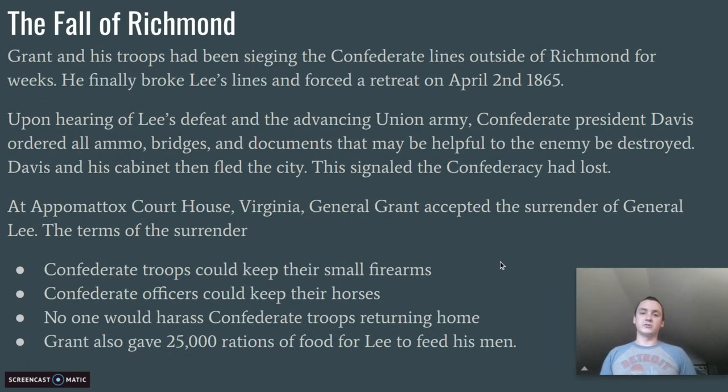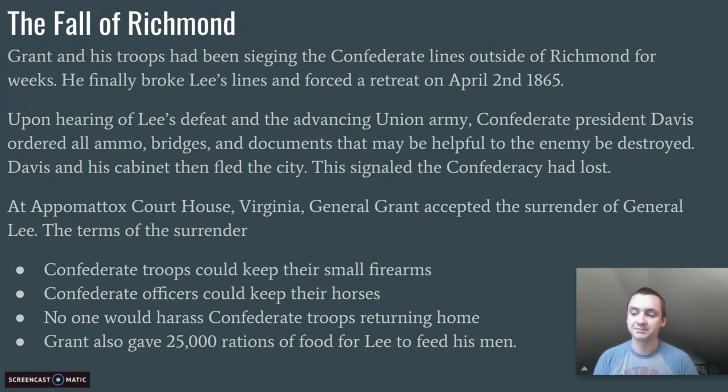So then we get to the fall of Richmond. Again, Grant and his troops have been besieging Confederate lines outside of Richmond for weeks. He finally breaks Lee's line, forcing him to retreat on April 2nd, 1865. Upon hearing of Lee's defeat and the advancing Union Army, Confederate President Davis orders all ammunition, bridges, documents, anything that could be helpful to the Union be destroyed, and then he and his cabinet flee the city.